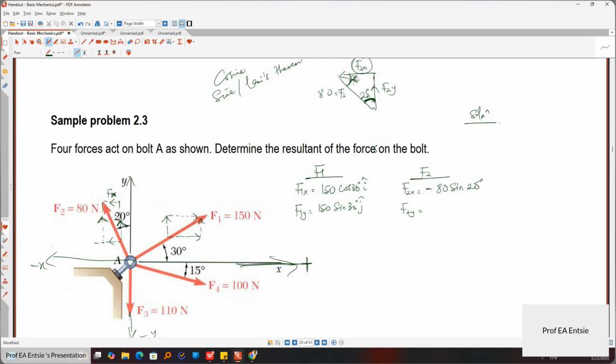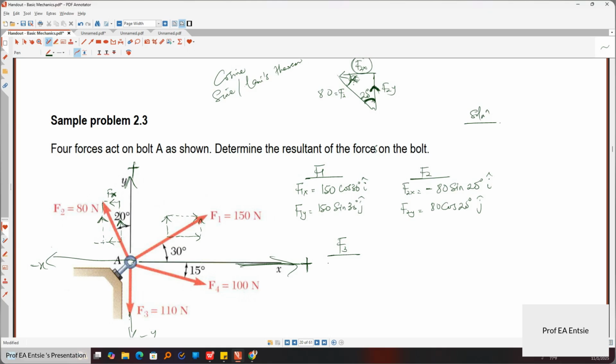Then we know here is the adjacent. Adjacent goes with cos. So will that one be positive or negative? Positive, because it's moving up. Why is it positive when it moves up? It's moving up. So it will be positive 80 cos 20 degrees. Then here is i, here is j. As simple as that. Then F3, that's the last one.